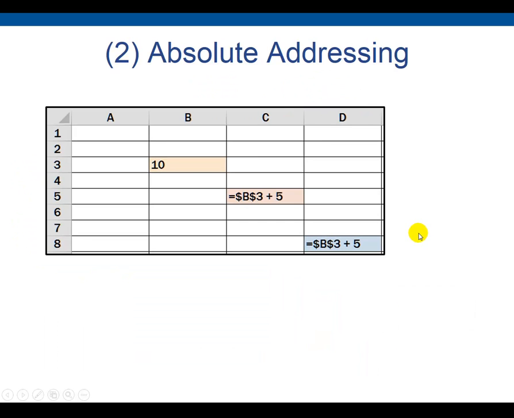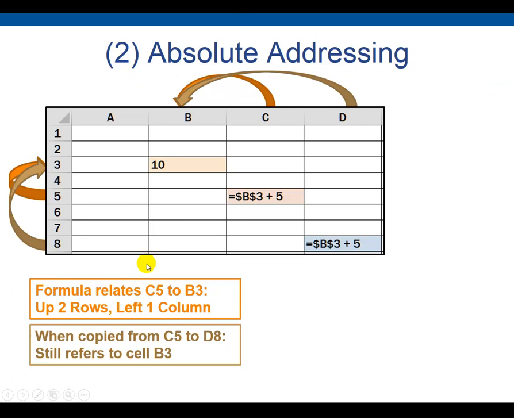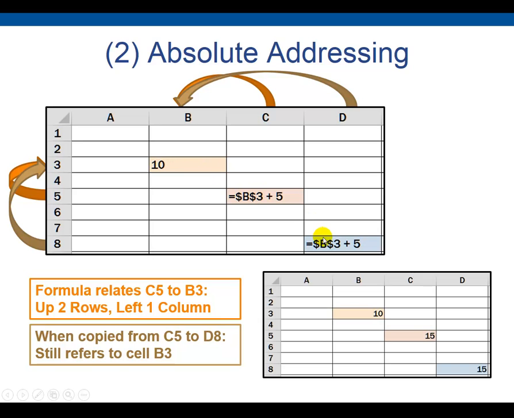The absolute addressing is like this. Let's look at B3, which is 10. Here you can see the C5 cell is B3 plus 5. B3 is here, but as you can see there is a dollar symbol here, so it's absolute addressing. If we copy it here, it's still addressing this location, B3. So the answer will be 10, 15, and 15. This is absolute addressing, not relative addressing.